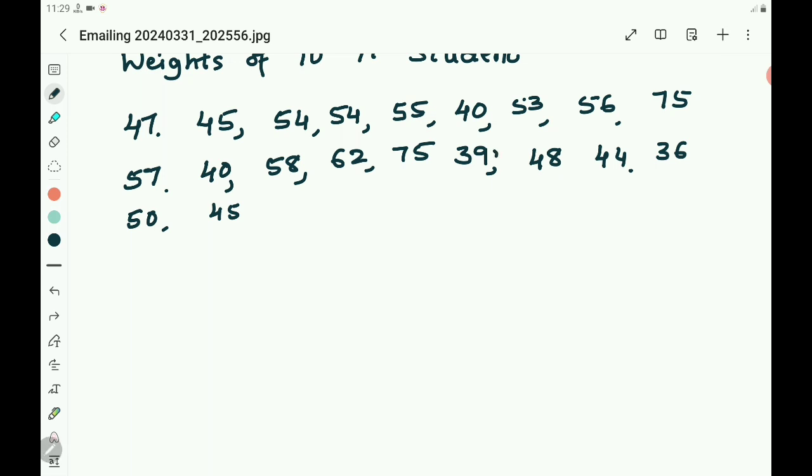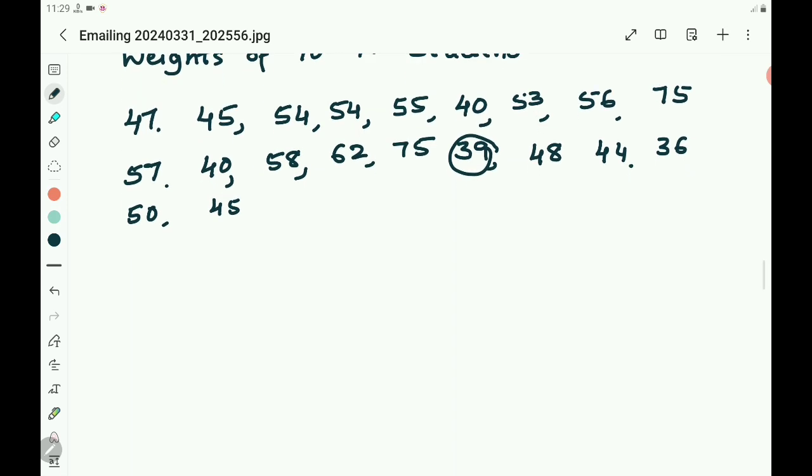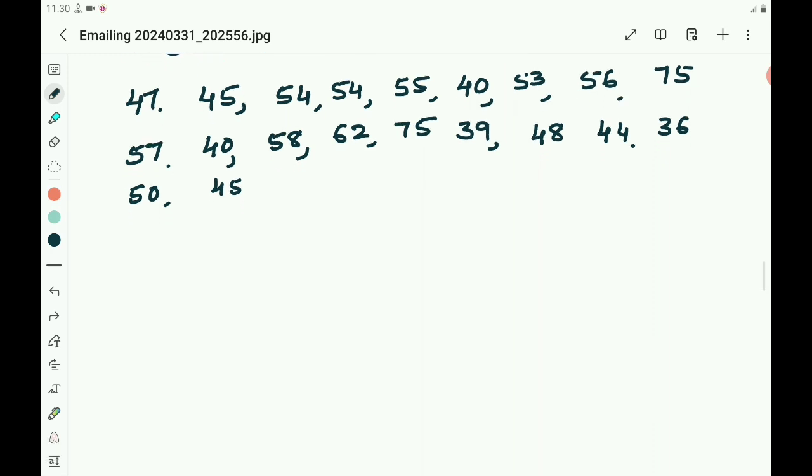Here we can find 39 is the minimum and 75 is the maximum. So we have to take the classes from 39 to 75. So let us start 35 to 40 and 40 to 45, 45 to 50, this way. So classes.